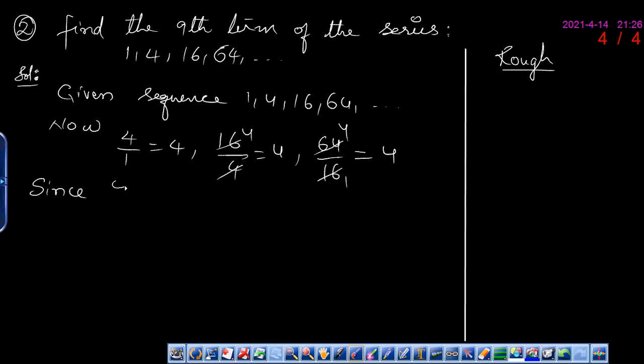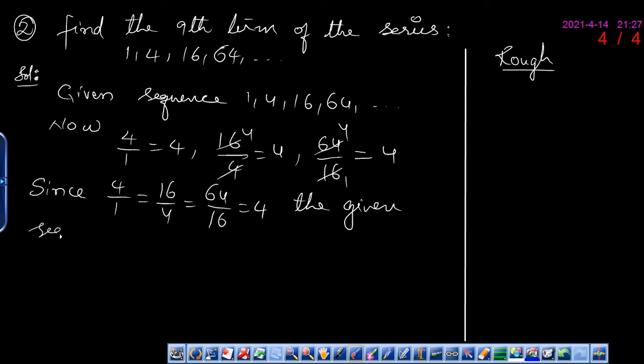Since 4 upon 1, 16 upon 4, and 64 upon 16 are each equal to 4, the given sequence is in GP with the common ratio 4.